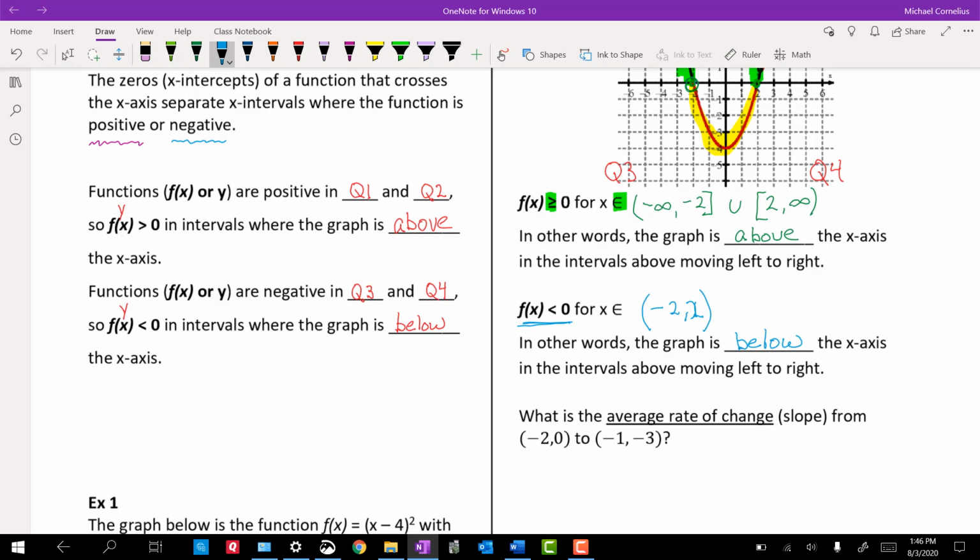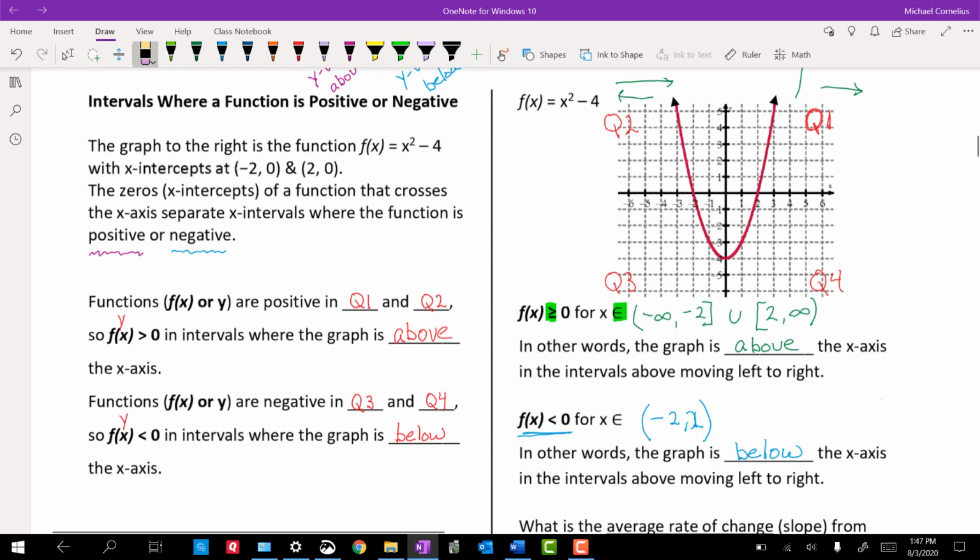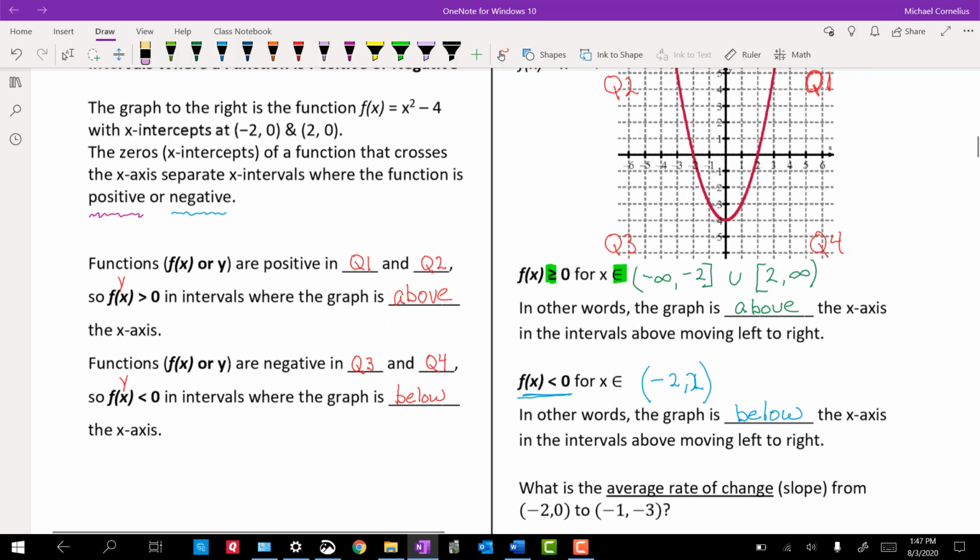So now we're going back to Algebra 1 here for a little bit, and I'm actually going to erase my graph so that you can see a little better what's going on. So I want the average rate of change from -2,0, so I'm going to mark some points on my graph here, -2,0 right here, to -1,-3. So here's my other point right there. I want to know the slope in there.